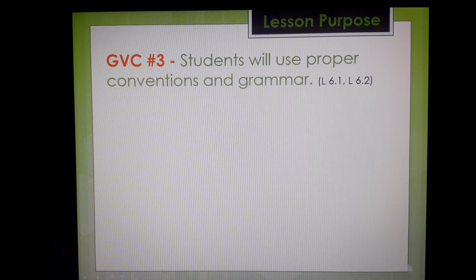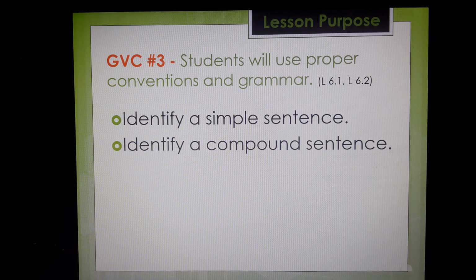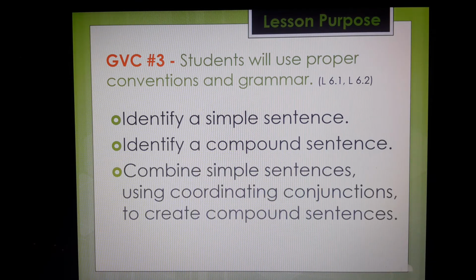Our purpose for today's lesson is to focus on our GVC number 3. Students will use proper conventions and grammar as we focus on the standards Language 6.1 and Language 6.2. After you finish this lesson, you should be able to identify a simple sentence, identify a compound sentence, and combine simple sentences using coordinating conjunctions to create compound sentences.